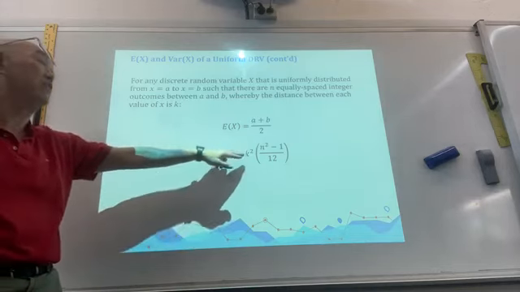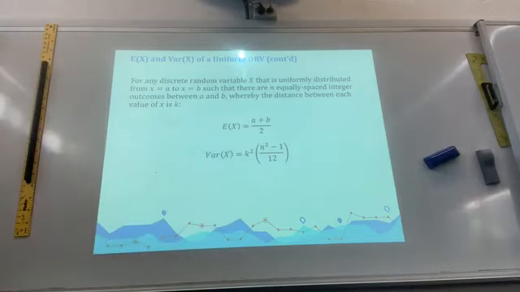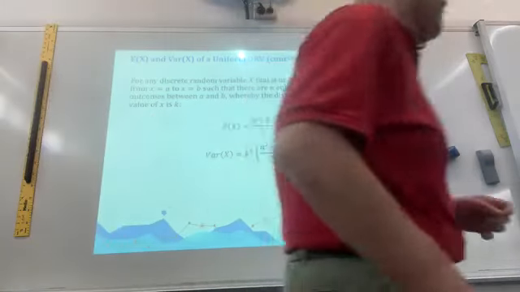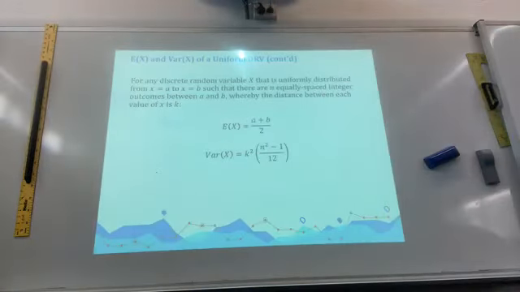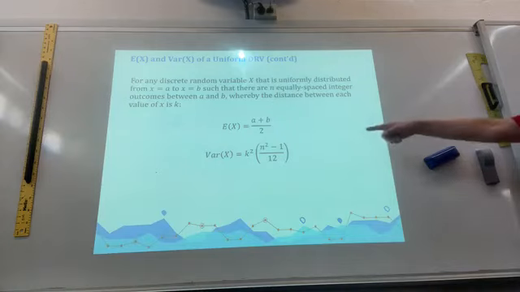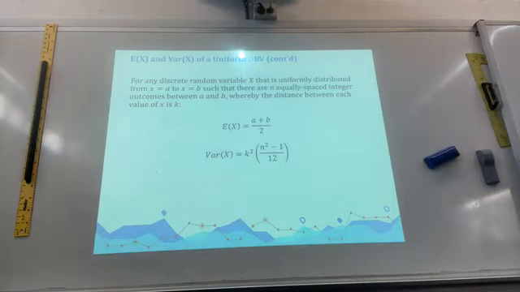I won't derive it for you. It's just that the variance of x is k squared into n squared minus 1, divided by 12. That's all. I don't know whether this is in your formula sheet, let me check. It is not in your formula sheet, but you can use it, so you might want to put that in your notes.